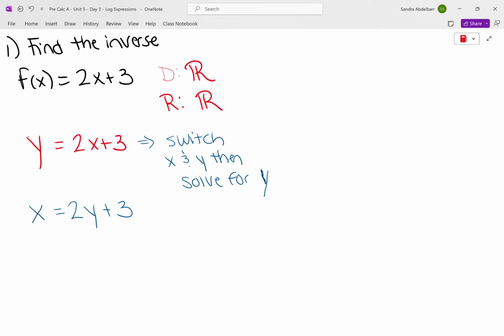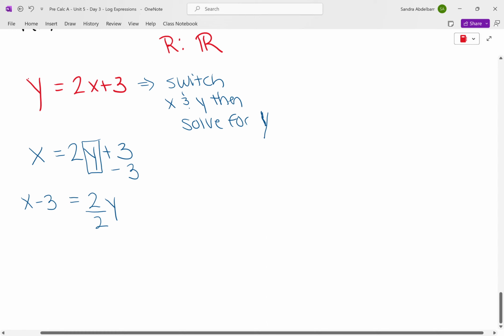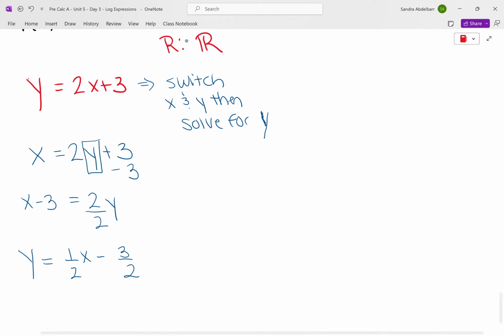So for here, we're going to switch x and y. So I'm going to have x is equal to 2y plus 3. But then what did I say to do? Switch x and y, then solve for y, meaning isolate that y. I'm going to subtract the 3 on both sides. So we're going to have x minus 3 is equal to 2y. Then what should I do? Divide by 2. So we're going to get y is equal to a half x minus 3 halves, right? When you divide by 2 under everything. So the inverse of a line is another line, right?